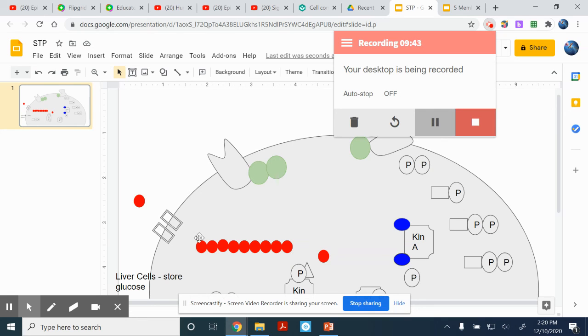Oh, and before I forget, the response part. So reception, transduction, and then the final response is this cell releasing that glucose into the bloodstream.